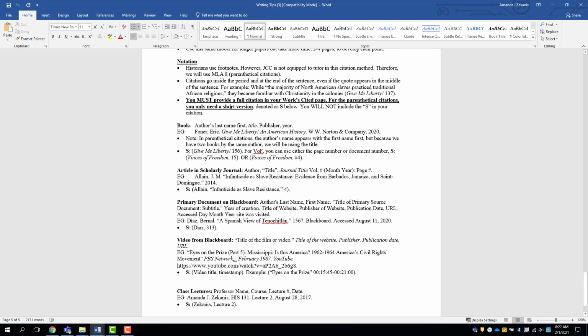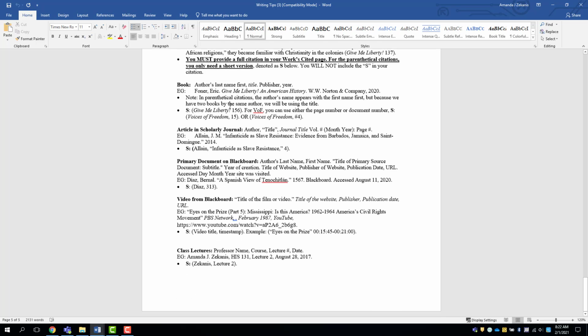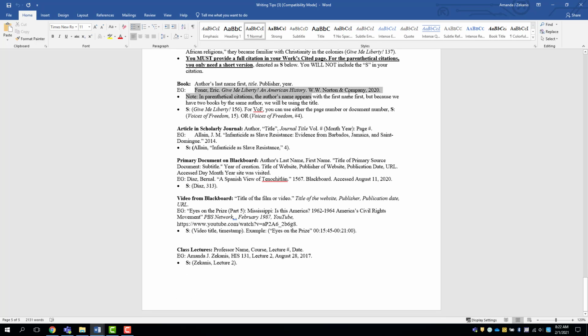We are using MLA, or parenthetical citation. And here's how you would cite the books. This is how you would do it in Works Cited. This is how you would do it in the paper itself. You need both parenthetical citations and a works cited page.